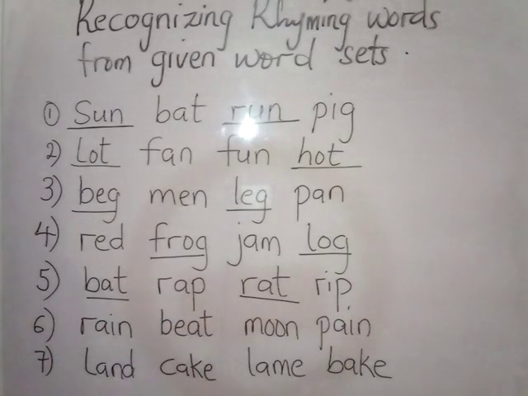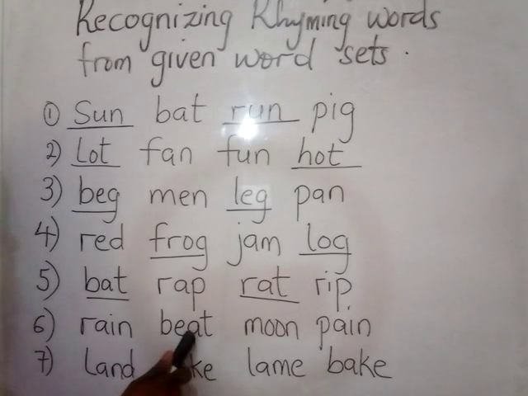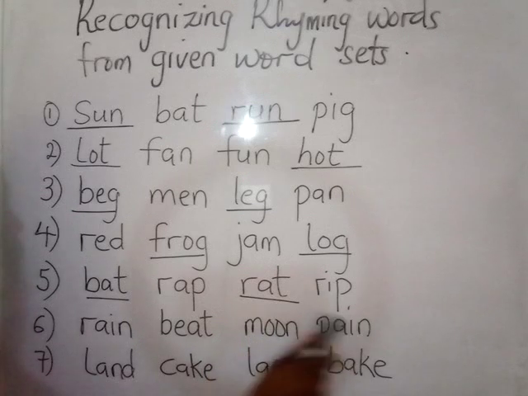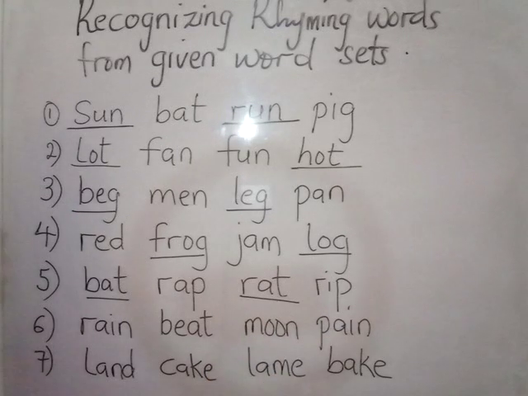So the next set has the words rain, beat, moon, pain. These are 4-letter words, but it doesn't really matter because what we are focusing on here are the sounds of the words at the end. Okay? So first let's look at rain and beat. Do they sound alike at the end? Ain, eat. No, they don't sound alike.